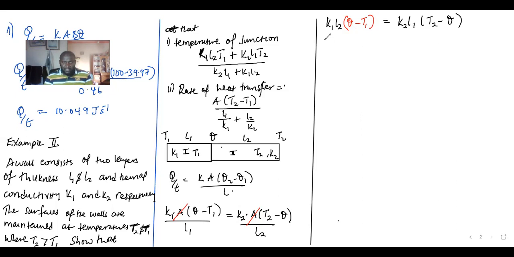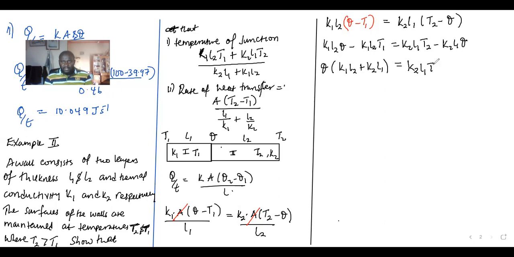So we shall have K1, L2, theta minus K1, L2, T1 is equal to K2, L1, T2 minus K2, L1 of theta. When I collect them together, I'll have theta, open brackets, K1, L2, plus K2, L1, close brackets, is going to be equal to K2, L1, T2 plus K1, L2, T1.